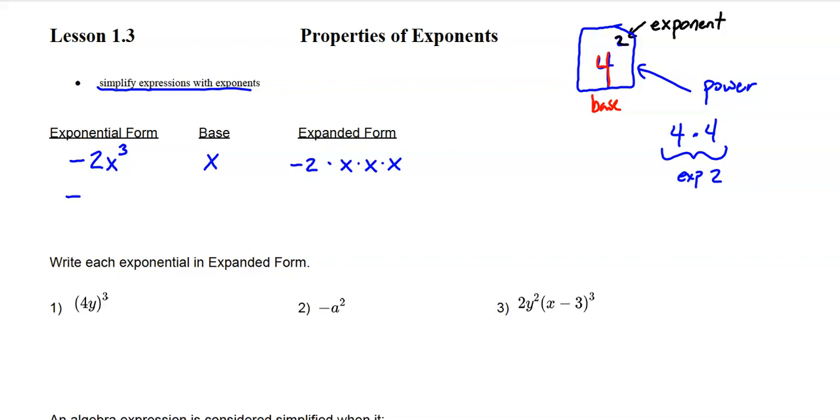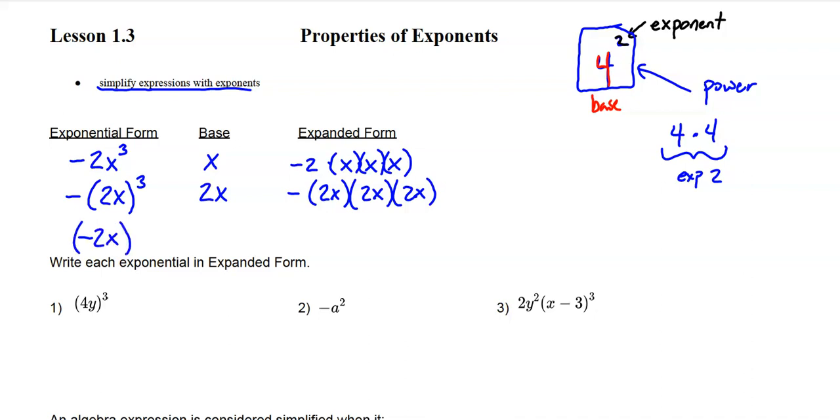Now, contrast that with this. It looks very similar. However, now the base is different. Now the thing being multiplied by itself 3 times is not just x, but it's in parentheses, it's 2x. So now we have this negative sign, and then we have a 2x times another 2x times another 2x. I could have put dots in there, or I could put parentheses. It really doesn't matter. And if we compare that with negative 2x to the third, now the base, the thing getting multiplied by itself, is the whole part, negative 2x. So now you have negative 2x times negative 2x times negative 2x.